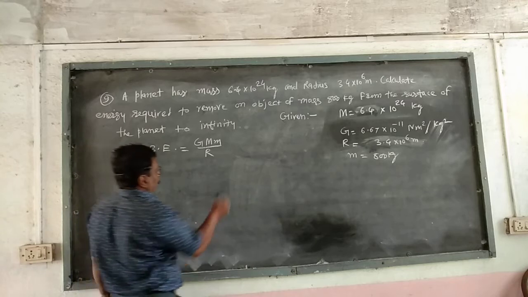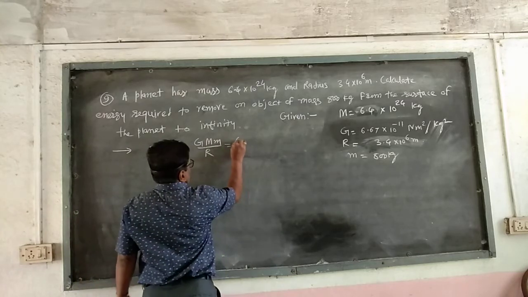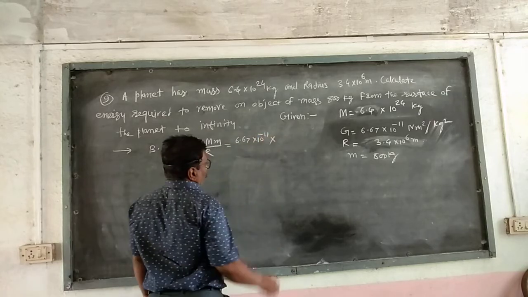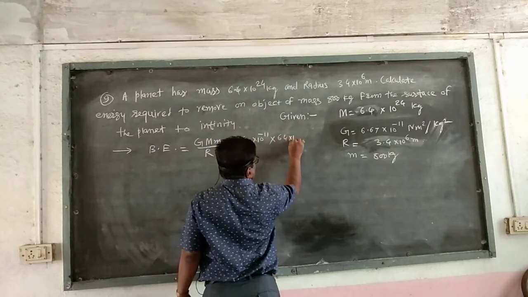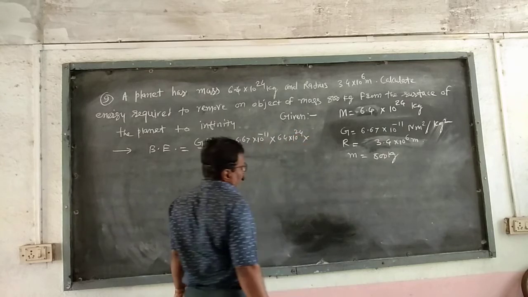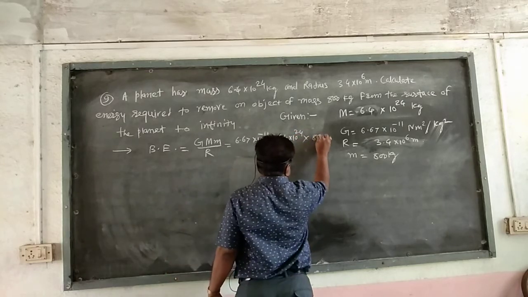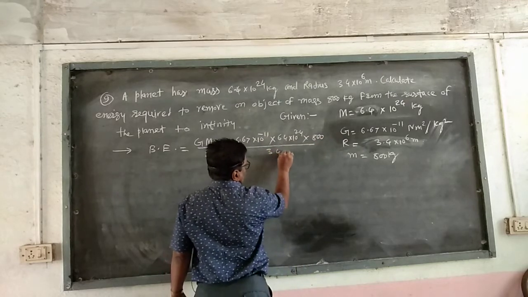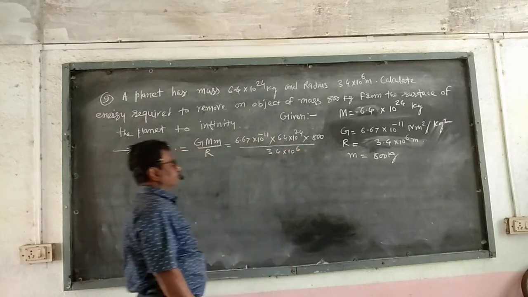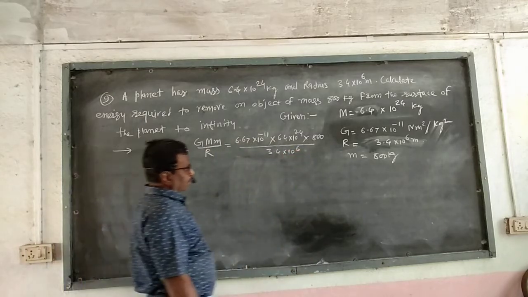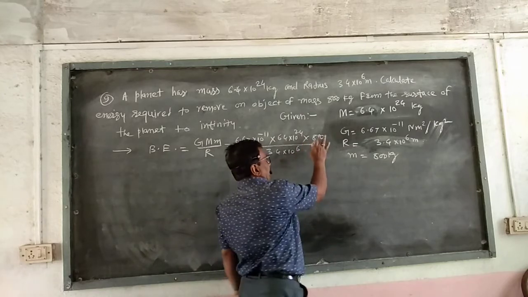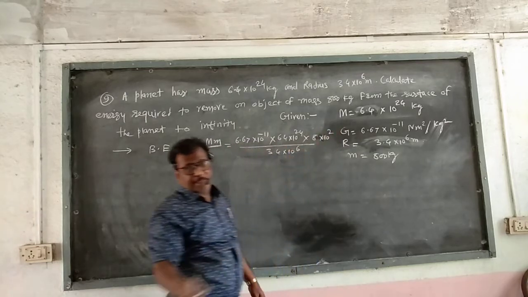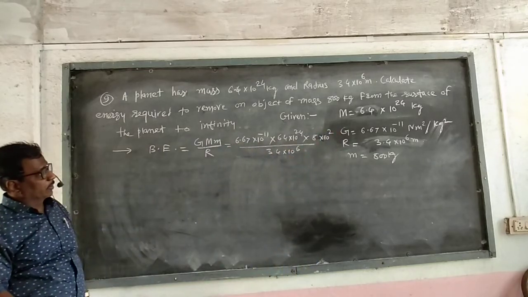Now substitute this value. We get G equal to 6.67 10 to the power minus 11. Mass is given 6.4 10 to the power 24. Mass of body is given 800 divided by 3.4 10 to the power 6. This 800 can be written as 8 into 10 to the power 2.